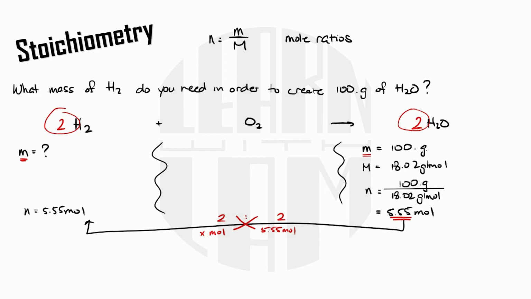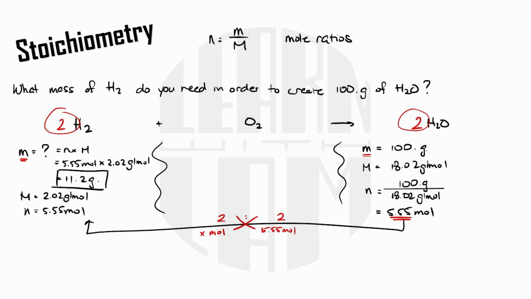From here, I need to find mass. So I'm going to use the equation mass equals moles times molar mass, meaning I need the molar mass of hydrogen, which is 2.02 grams per mole. And from there, I plug my moles and molar mass into my equation, and I get 11.2 grams of hydrogen. And I'm just going to box my answer to make it easy to see.